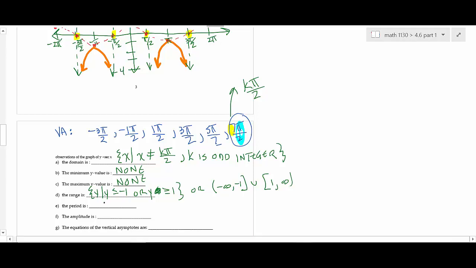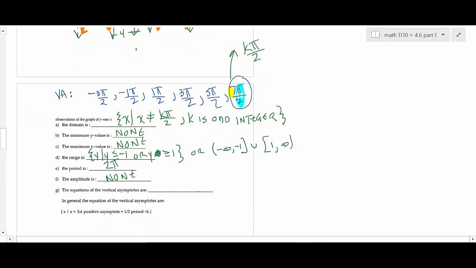The period's 2 pi. All the rest of this stuff is the same. The amplitude, there is no amplitude on this one. And then the vertical asymptotes equation goes like this. It's k pi over 2. So we would say x equals k pi over 2, and we would say k is an odd integer. So that's how that's going to be put together.